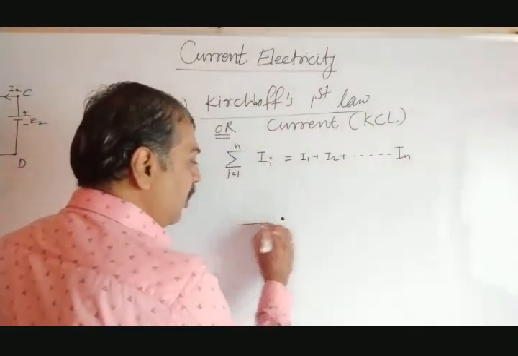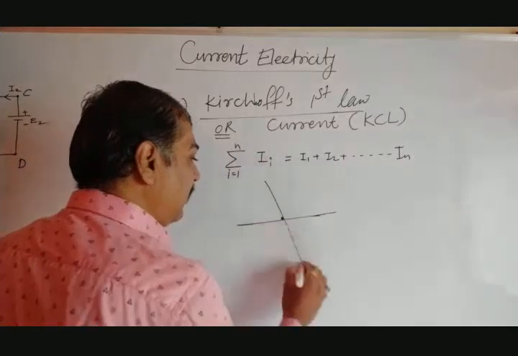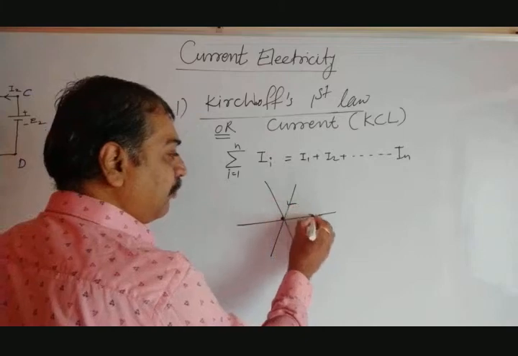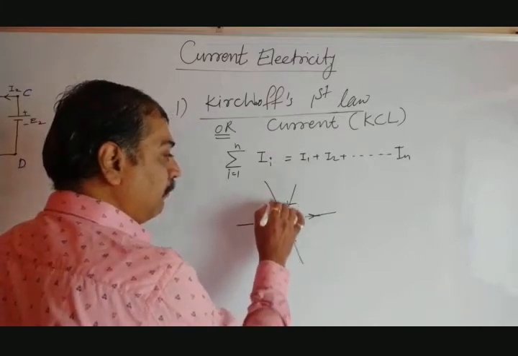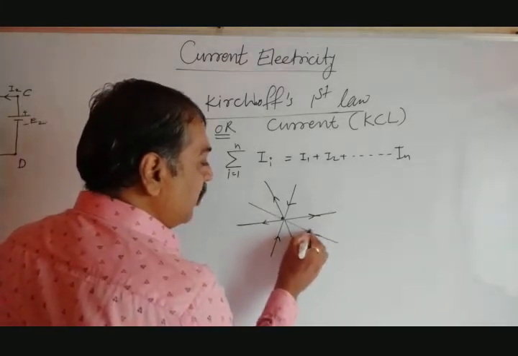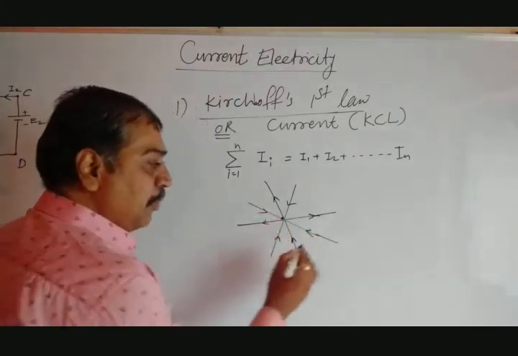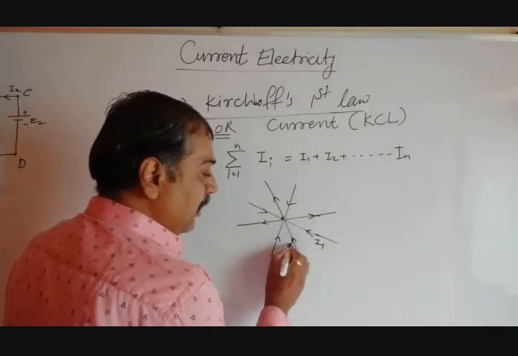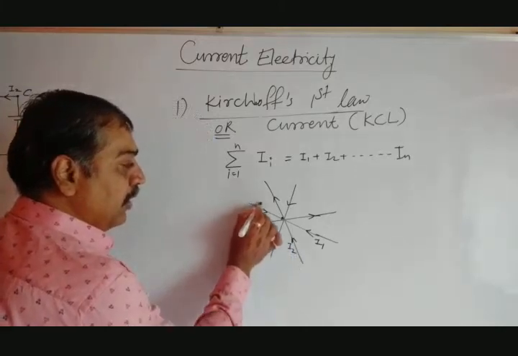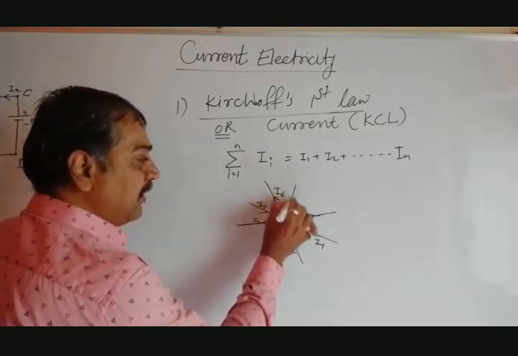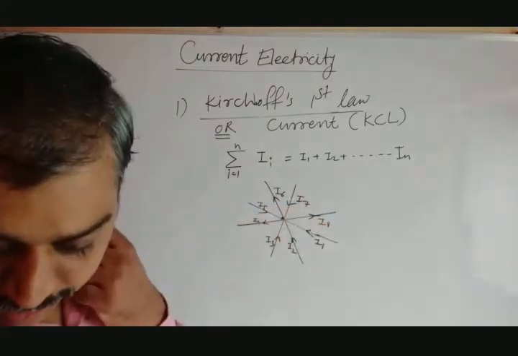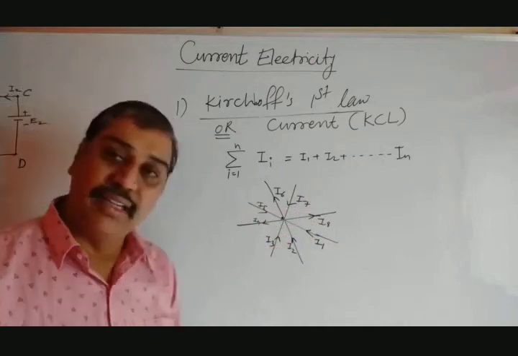Suppose this is the junction. Let us draw the lines like this. These are the different branches, suppose. So here there are different currents. Such a thing is there, and suppose I add another branch. So these would be the things. Suppose this is the first current I1, it is I2, it is I3, it is I4, it is I5, it is I6, it is I7, and this is I8. In your book they have taken only 6, I have taken 8, doesn't matter.